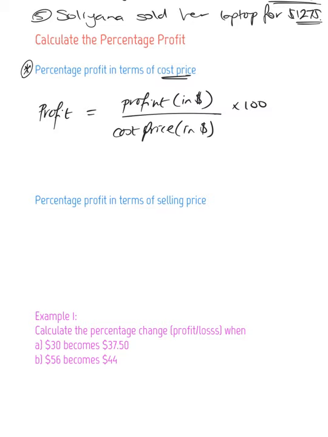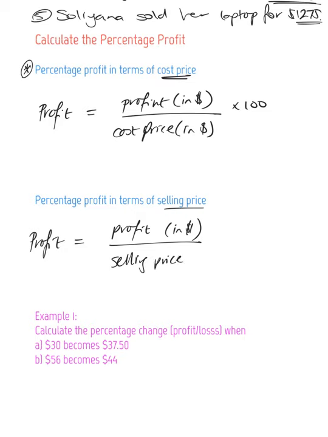Now there is a second way of finding the percentage profit, and that's in terms of selling price, but we don't often use this. And the rule for this is profit, again in dollars, but this time it's in terms of selling price. And again, it's in dollars. I'm going to times this by 100.